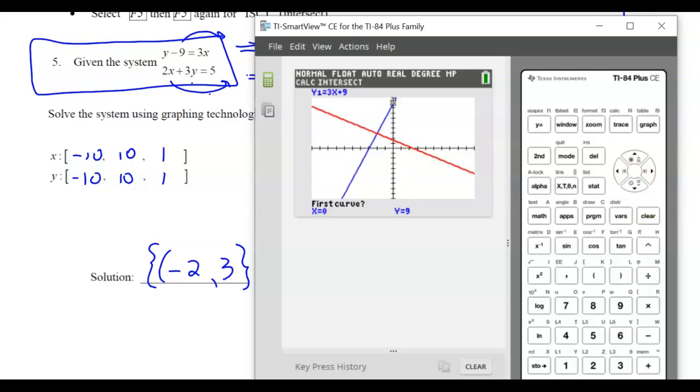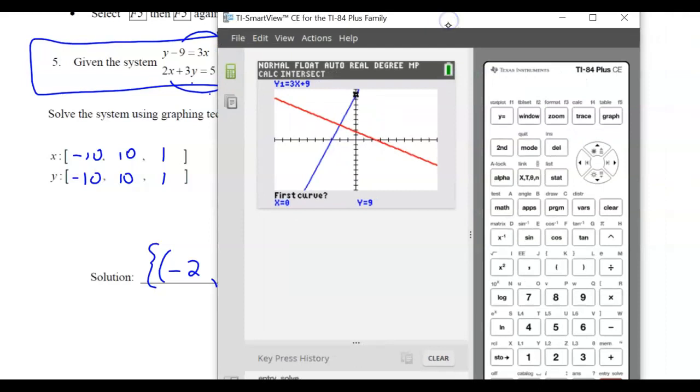And in the TI, you have to do a little bit of work. It asks you, are you on the first curve? And so, yes, it's flashing on one of them, so you press enter. Then it asks, is it the second curve? You might think, well, that's kind of dumb. There's only 2 curves, right? But you could put in 8 equations, and it needs to know which ones you're finding the intersection for. So second curve, enter, and then guess, which is not really a guess, it's very accurate, but sometimes it's a little bit off to like the nearest 6 decimal places or something like that. In this case, we get the same answer as before, -2, 3.